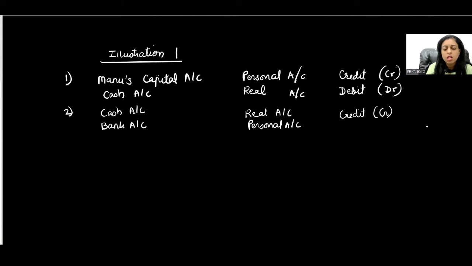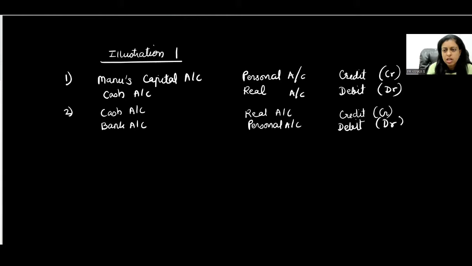Bank account is personal account. What is the rule of personal account say? Debit the receiver, credit the giver. Is bank receiving the money or giving the money? In this case, the business is going to the bank and it is depositing that money into the bank. So bank is the receiver of money, not the giver, right? Bank is the receiver. So debit the receiver of the money.